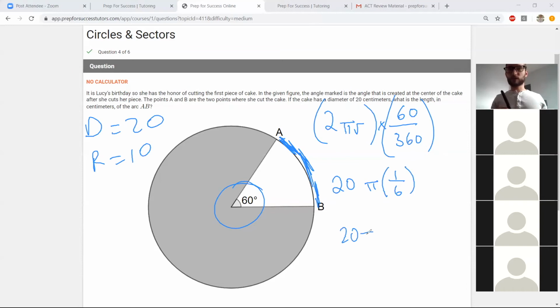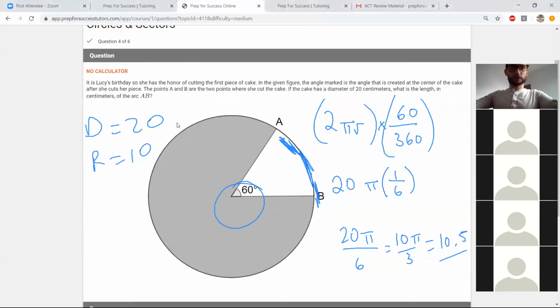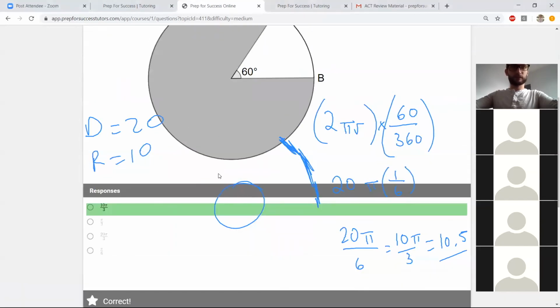So you're going to get 20 pi over 6, which is the same thing as 10 pi over 3, which some of you, when you put it in your calculator, got approximately 10.5, which is fine too. Okay? So that's going to be the answer. Make sure you write that down so you feel comfortable with that. That is the correct answer for number 4. So it'd be 10 pi over 3 is what they had.